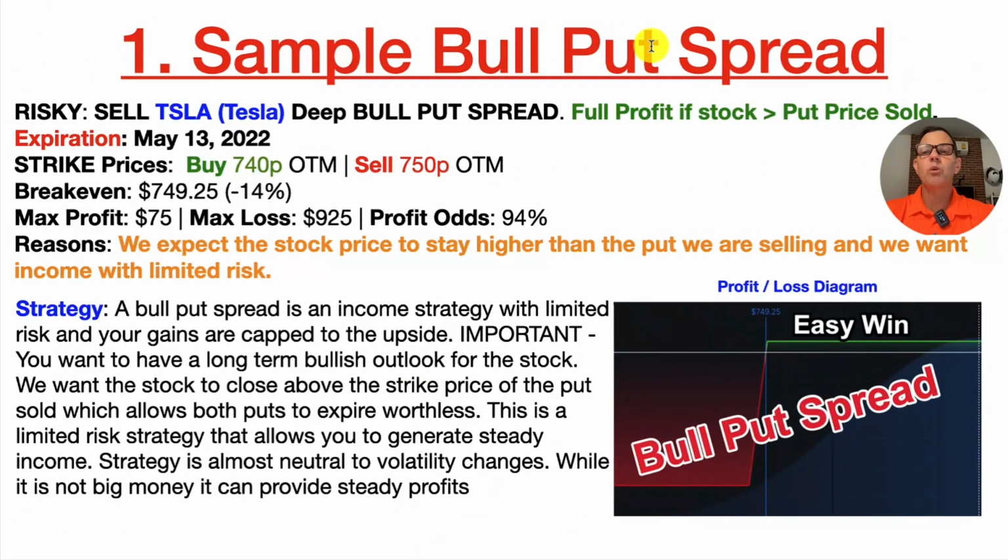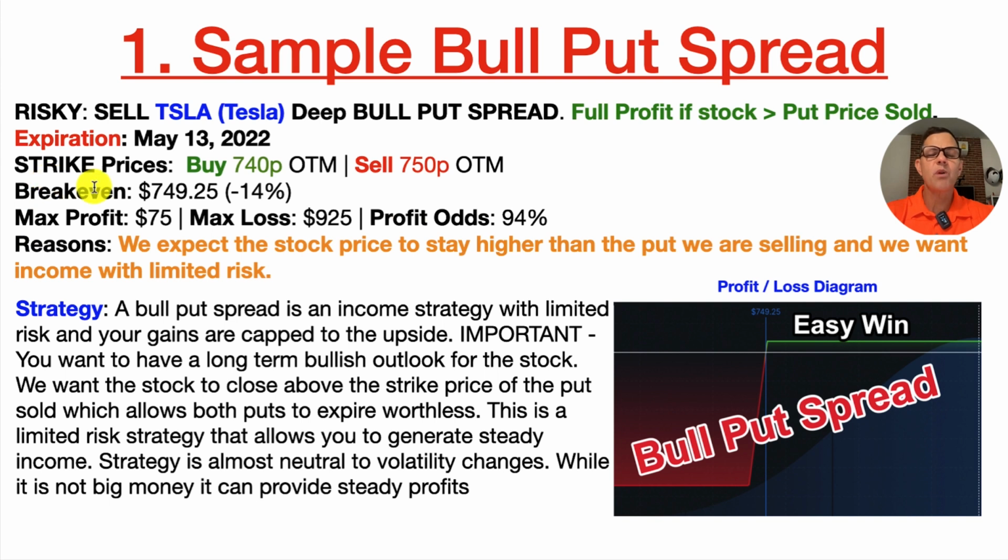Here's our sample bull-put spread. In my Discord, I try to give you everything you need to know. So it's going to start off as risky. We're going to sell the Tesla deep bull put spread. Our full profit is if the stock remains above the put price that is sold. Our expiration date is going to be May 13th. Our strike prices: we're going to buy the $740 put, which is out of the money, and we're going to sell the $750 put, which is also out of the money.